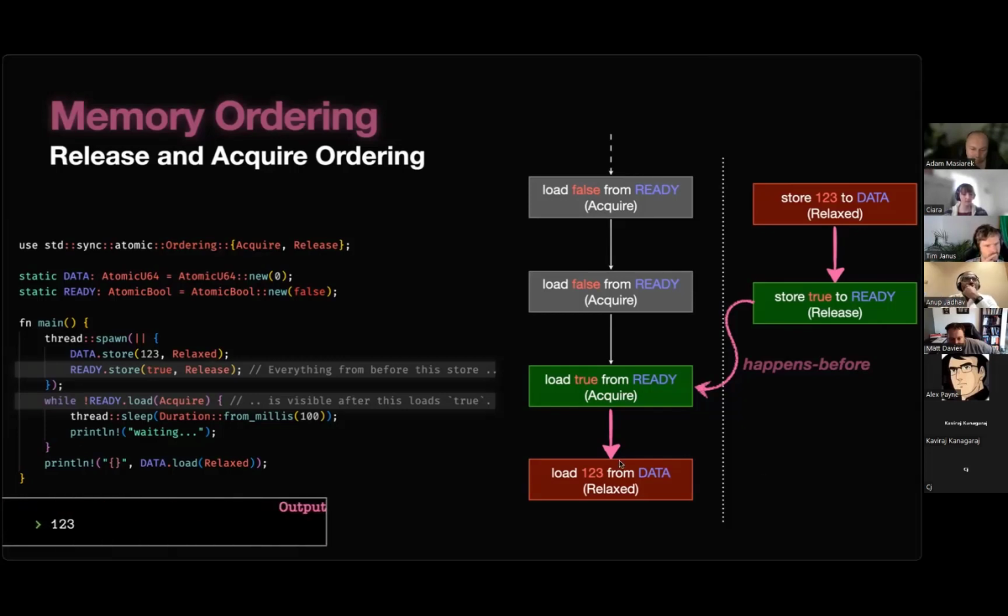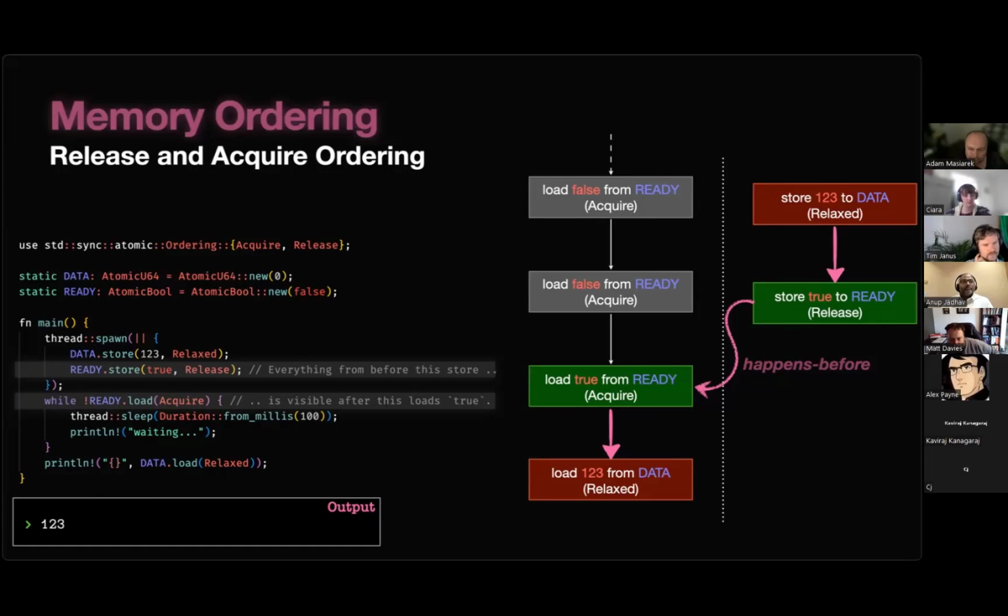No, I didn't say that. I said the output will always be 123 here because we've established an acquire-release between the two. Okay, so you said when we use relaxed instead of acquire, then it can result in zero, right? Yes, that's right. If it's a relaxed ordering, then there are no guarantees between threads.